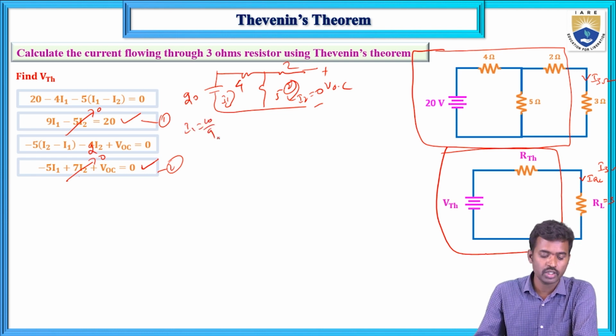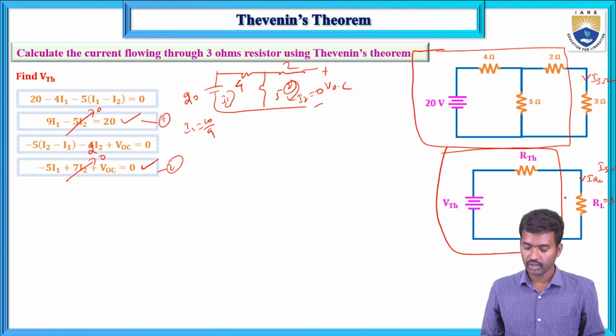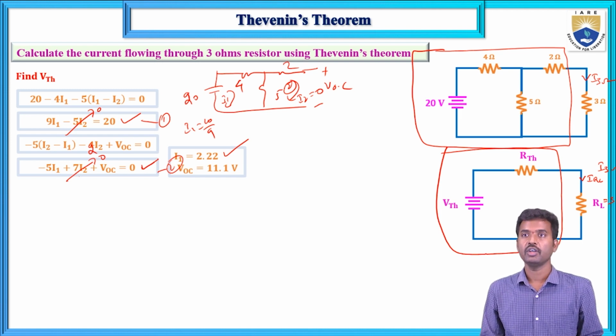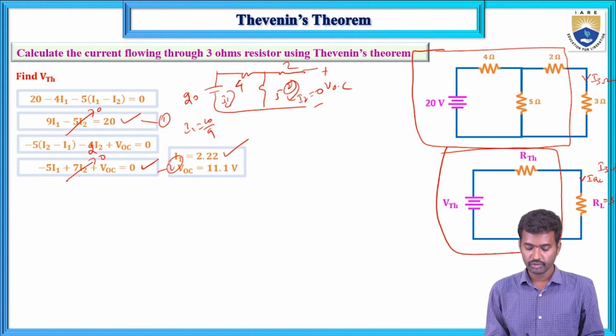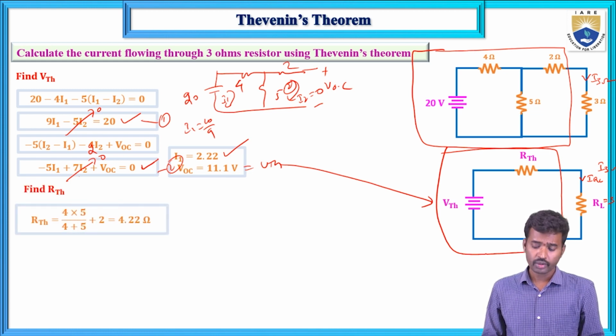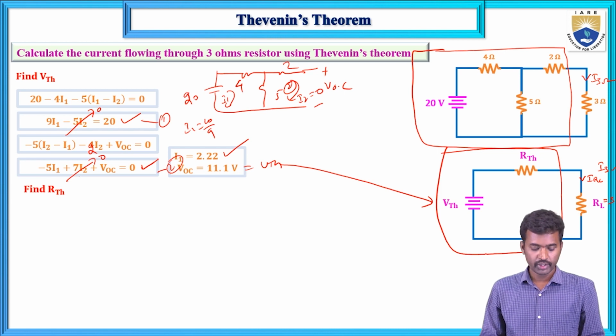After getting I1, you will substitute it in this equation. You will get I1 and VOC. I1 equals 20 by 9, which is 2.22, and VOC equals 11.11. This VOC is known as the VTH. Then you can substitute here. Now to find the RTH, first calculate the R equivalent. So how will you calculate it first?